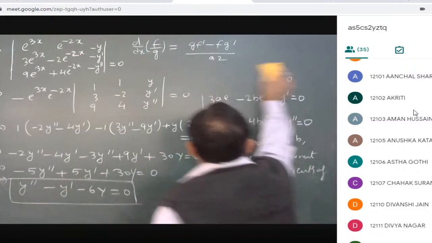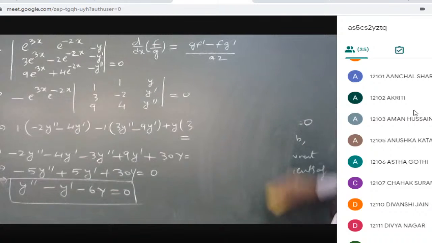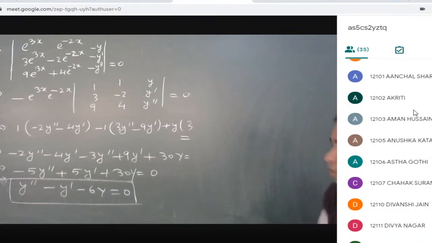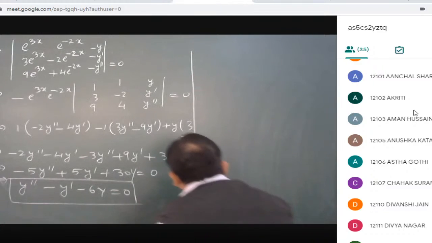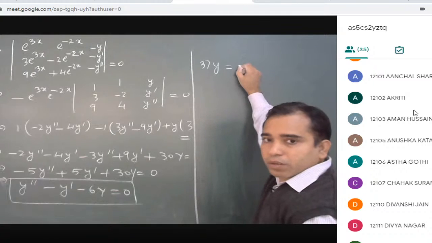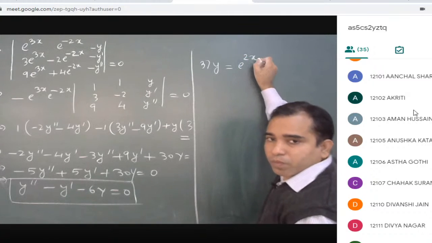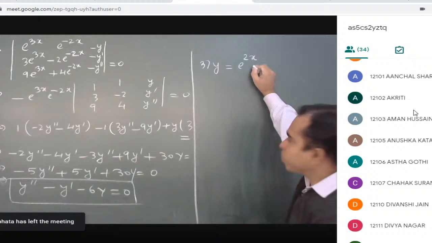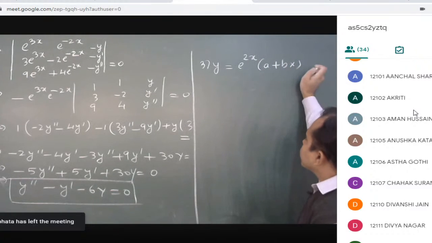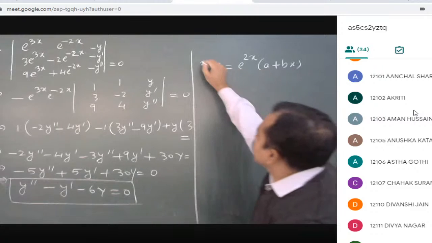Y equals to e की power 2x into a plus bx. एक मिनट. Y equals to e की power 2x into a plus bx. Okay. Your suggestion, कैसे इसको शुरू करें?